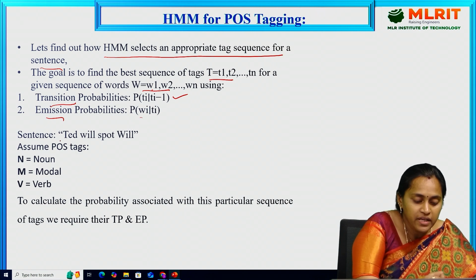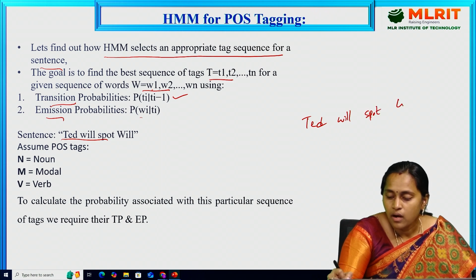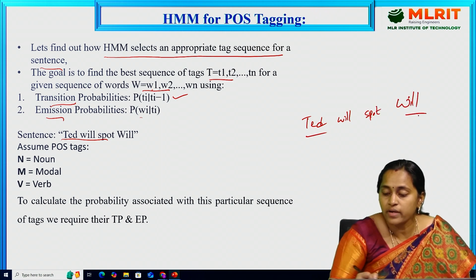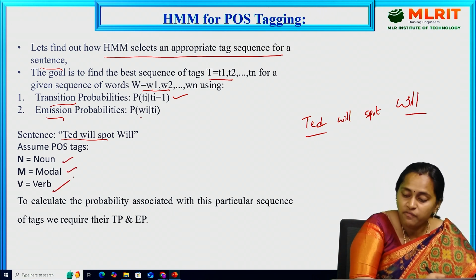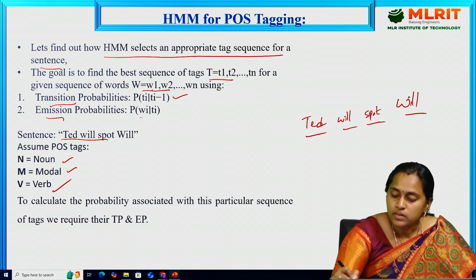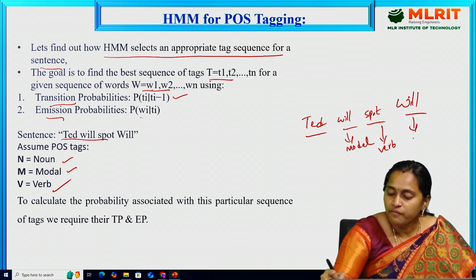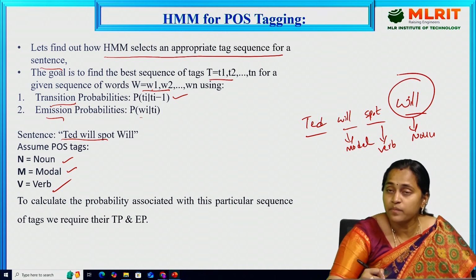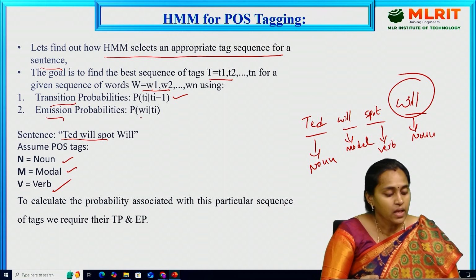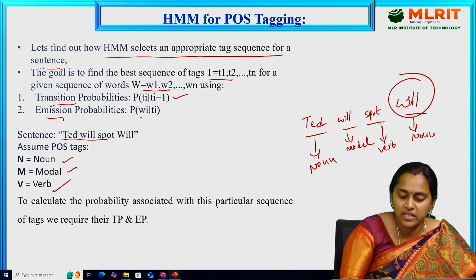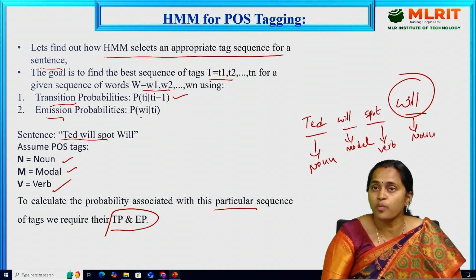See, I am taking here one sentence: "Some Ted will spot Will." Here these are nouns, right? See, assume the POS tags contain noun and modal verb. Here "will" is the modal, "spot" is a verb, "Will" is a noun. Here "Will" is a name, that means a person name. Ted is a noun. This is the sentence I am taking, right? To calculate the probability of a particular sequence, we require both the transition probability and the emission probability. Let us find out the transition probability and emission probability.